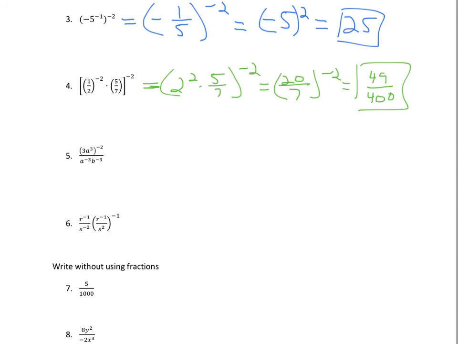Number 5. Now, this negative second power, remember, is working on the whole 3a cubed. So that whole thing is going down to the bottom, and the a to the negative 3, b to the negative 3 goes to the top. Okay, so a cubed, b cubed goes on top, and on bottom we have to square our 3a cubed. So it's going to be 9a to the 6th. Okay, so the 9 you can't do anything with. The a's cancel each other out. The b stays the same. And that's the final answer.